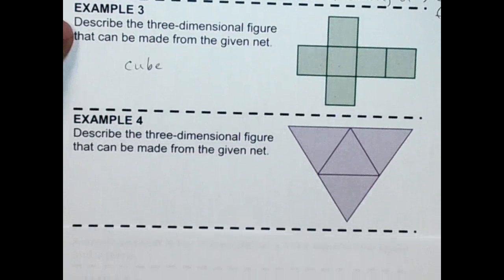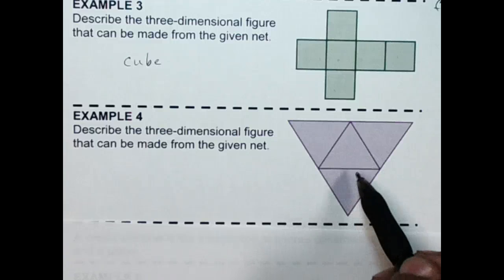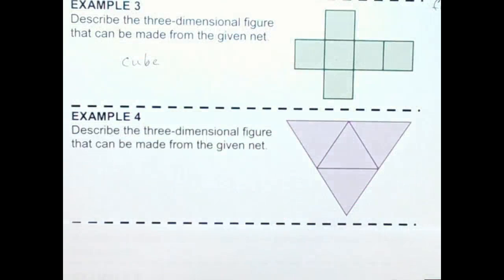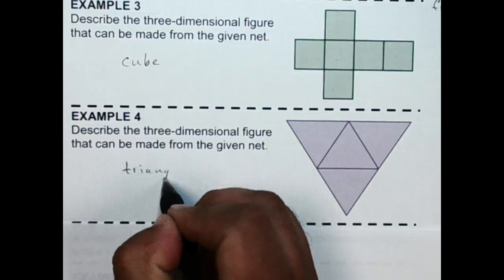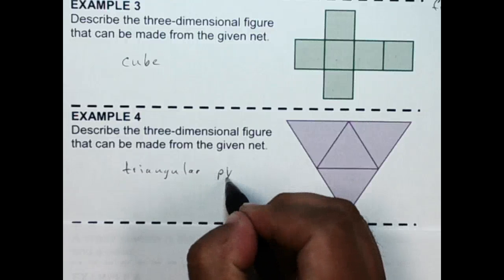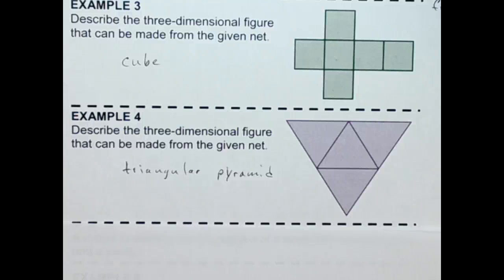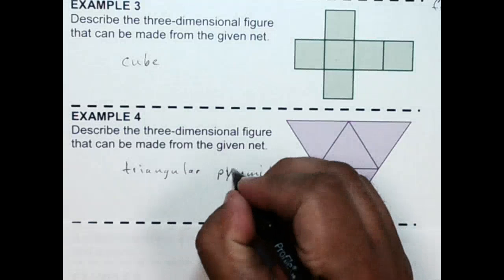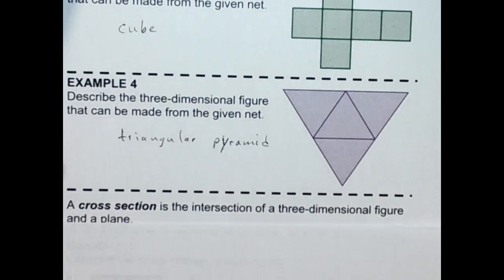Right. For the next one, all of these are triangles, and if I were to take these and fold them up, this would actually form a triangular pyramid. Okay, and we'll practice some more of this in class, so you can practice and see what they would make if you were to cut these out and actually fold them up.